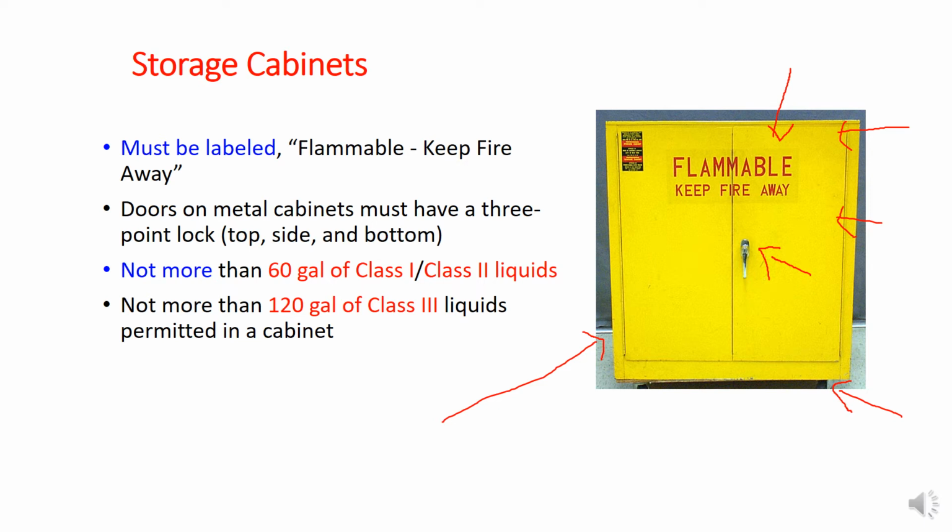For instance, not more than 60 gallons of class 1 or class 2 liquids are stored in these cabinets, and not more than 120 gallons of class 3 liquids are permitted to be stored in these cabinets. So this is the maximum capacity. That's why the size is always very normal.